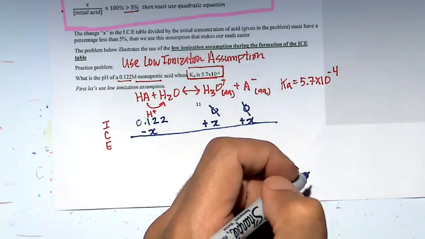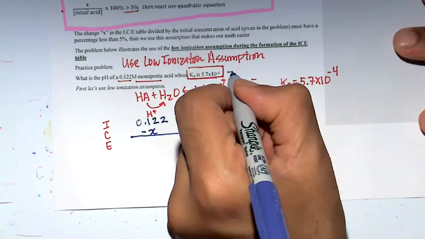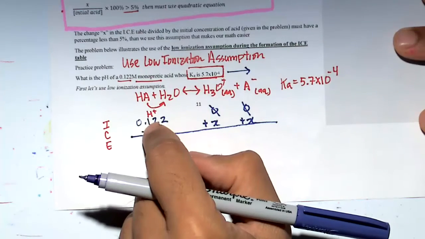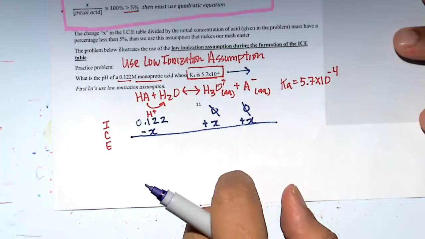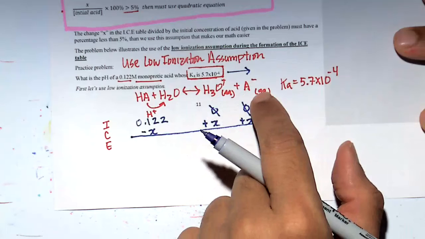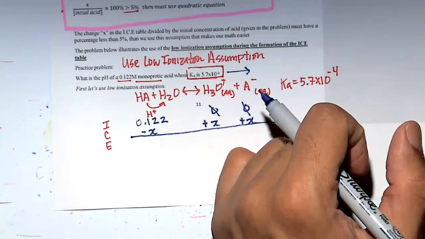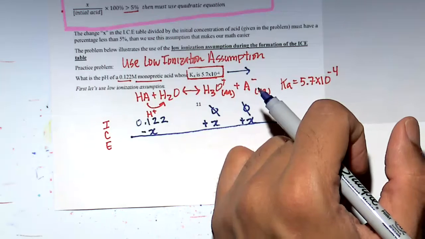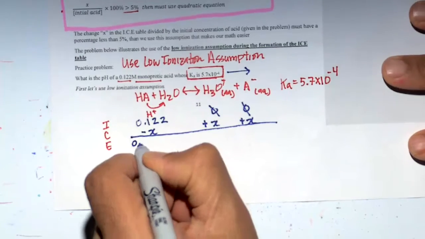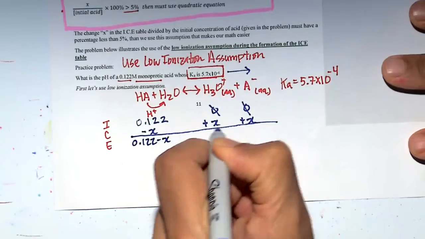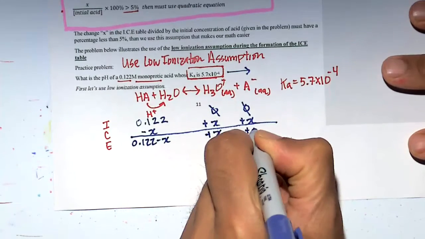So it's going to be minus X, plus X, and plus X. The reaction is going this way. Initially we had 0.122. Finally we will get a little bit of this and a little bit of that and a little bit of this. Remember, equilibrium doesn't go to 100% completion. So at equilibrium we have 0.122 minus X, plus X, plus X.